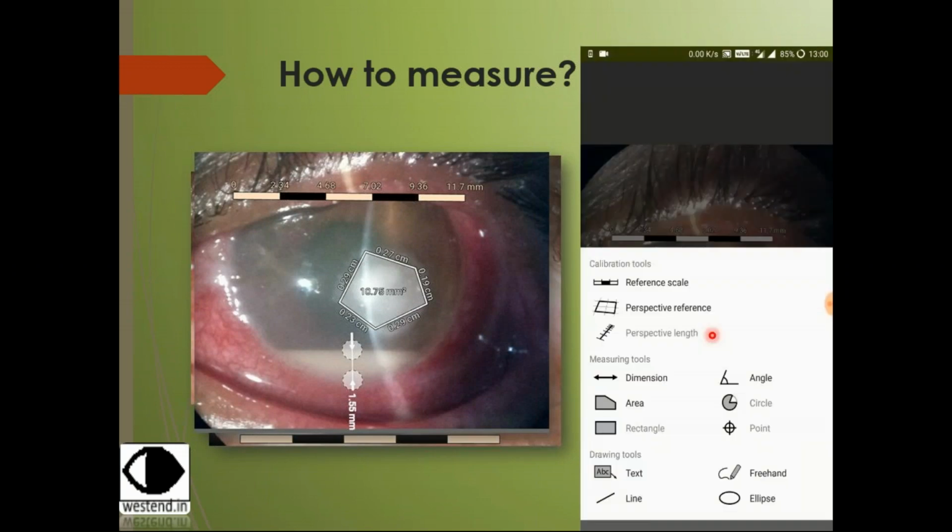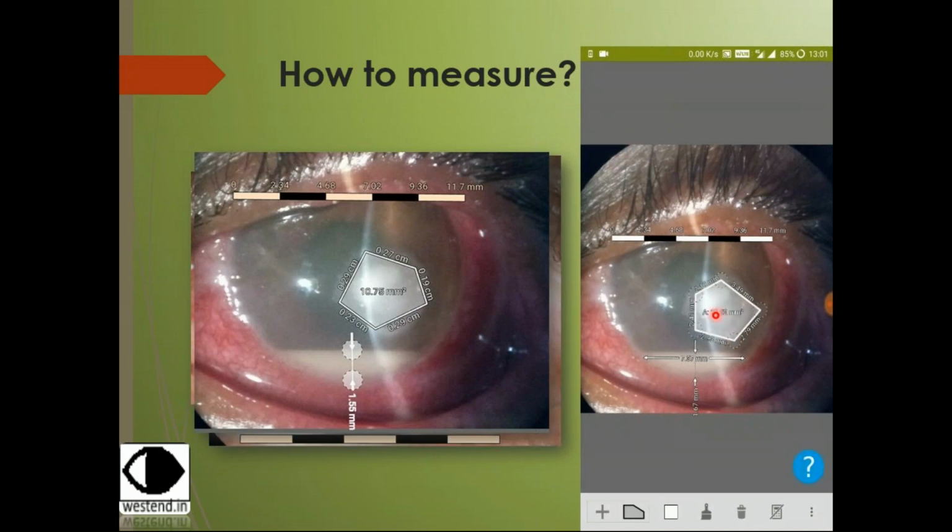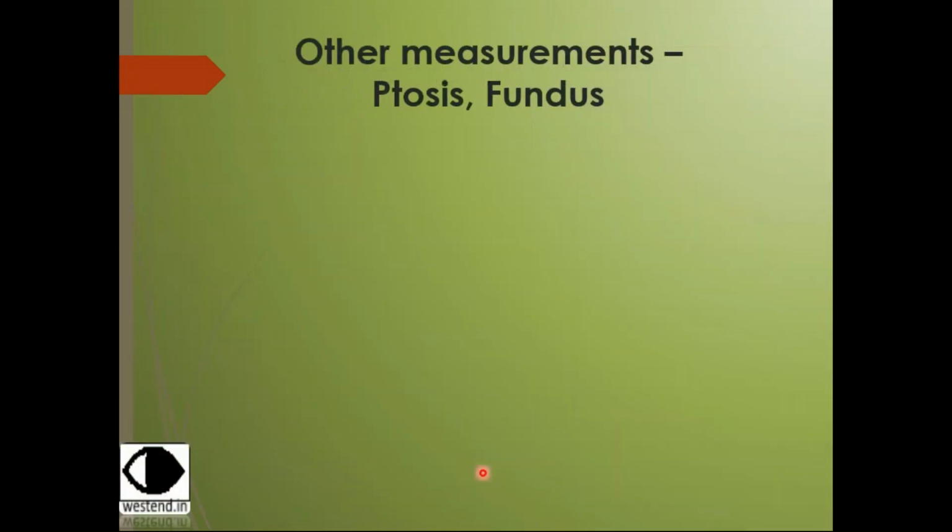You can also measure area. So you go to area, and then you can draw here. When you're drawing, you can always see this zoomed in version of your image, and here you get the area. You get all the lengths which you have marked and the area. So that is how you measure things using your smartphone. The app is called ImageMeter.